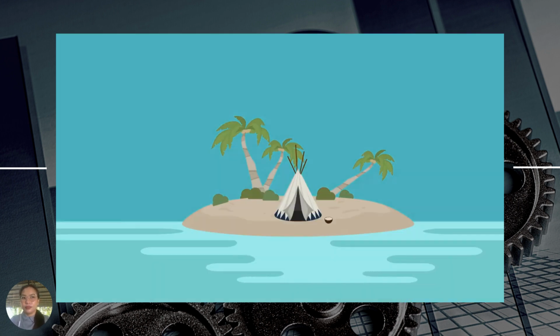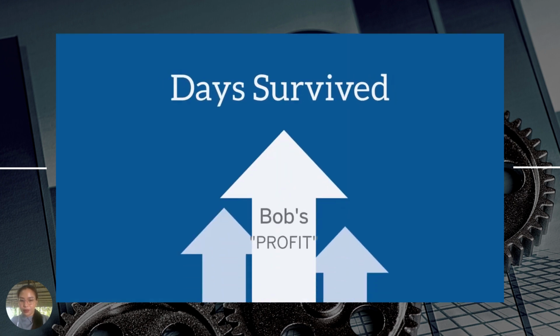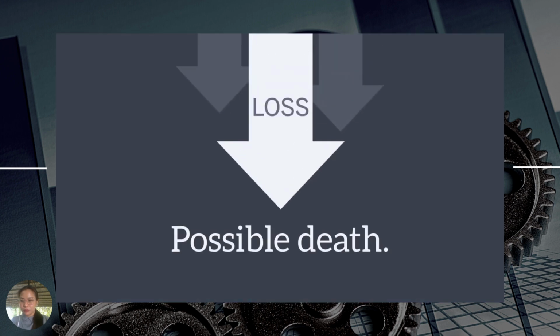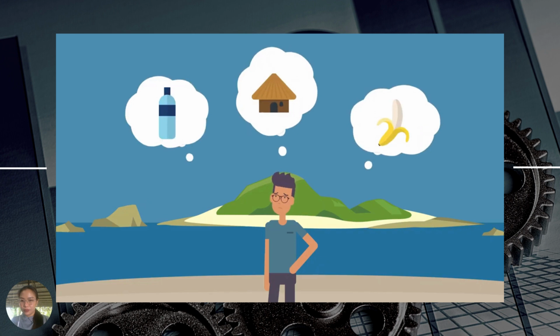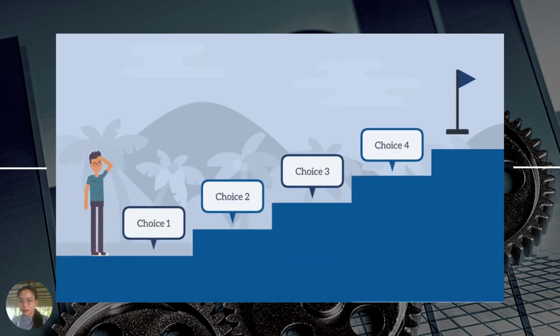Bob's decision affects the number of days he can survive on the island. In this case, his profit is measured in terms of the number of days he is able to live, having made this choice. A loss could be his death. Notice that Bob's economic decisions have nothing to do with money. They are simply the choices that he makes facing an uncertain future.